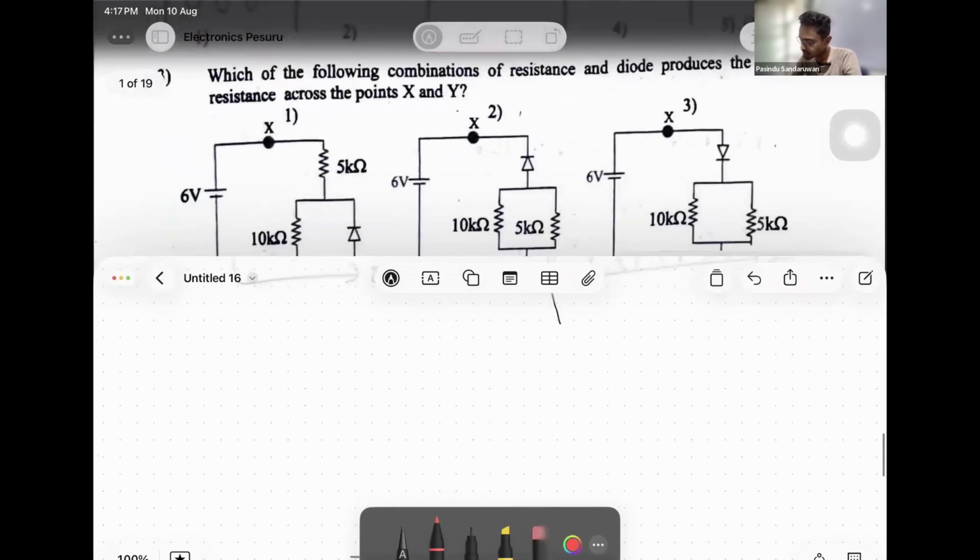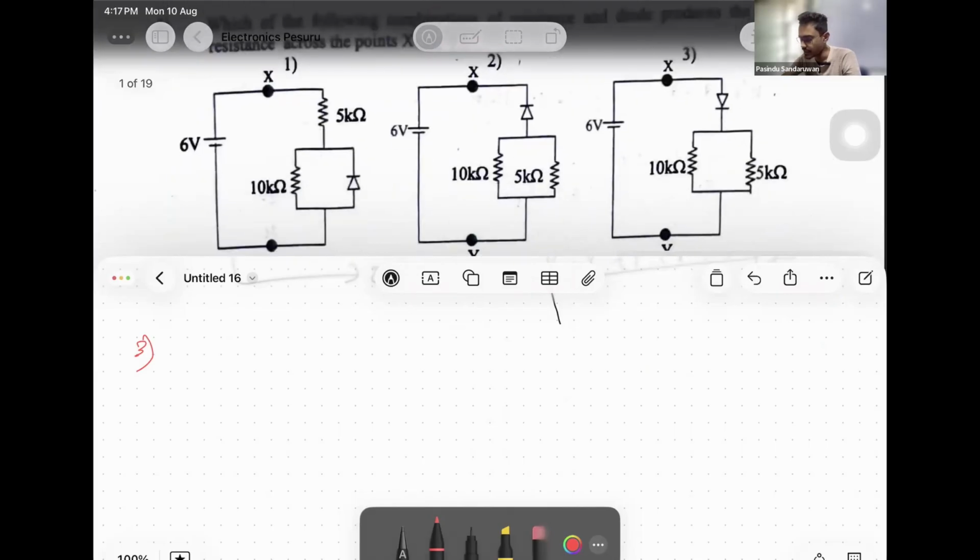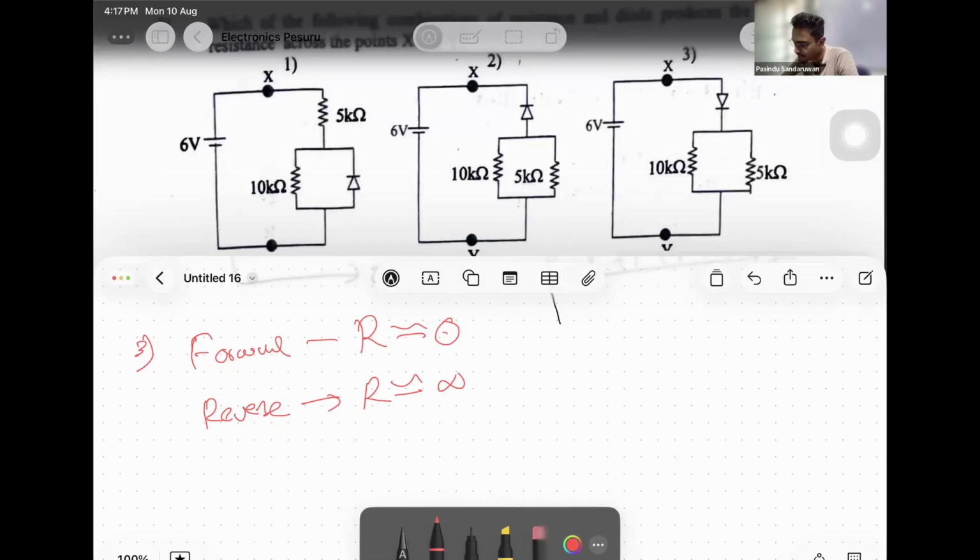Third one. Which of the following combinations of resistors and diodes produces the least resistance across the points X and Y? For this kind of question, the theory part is this. If a diode is forward biased, its resistance is very small, so we assume it as 0 when it comes to calculations. If a diode is reverse biased, resistance is very high. For calculations, we assume it as infinity. So that's how it changes.